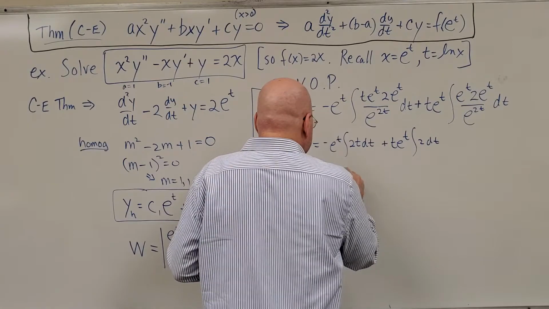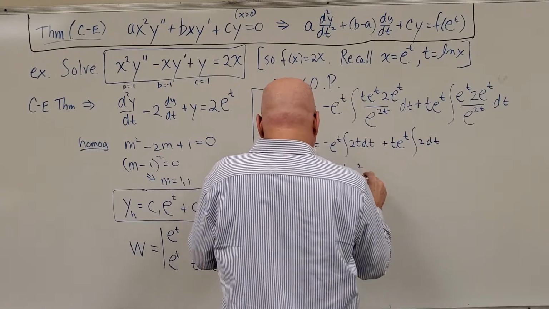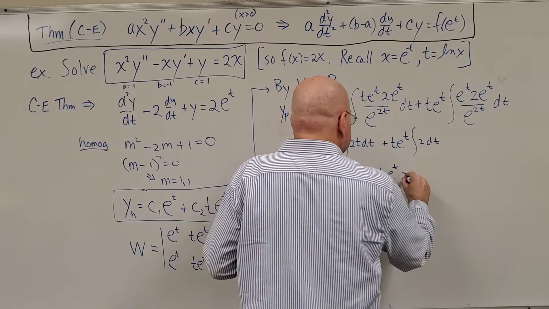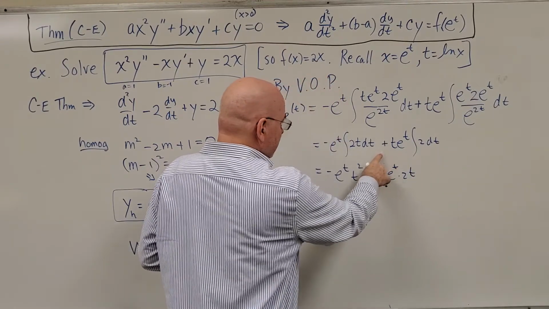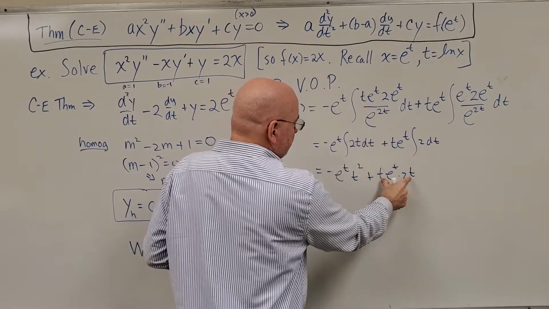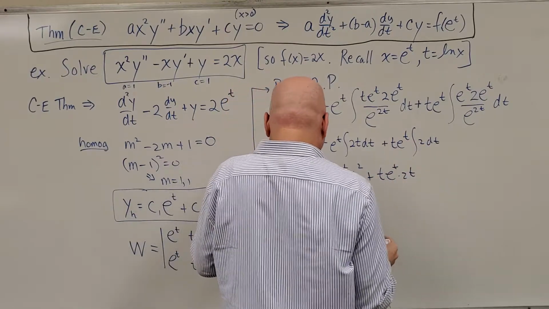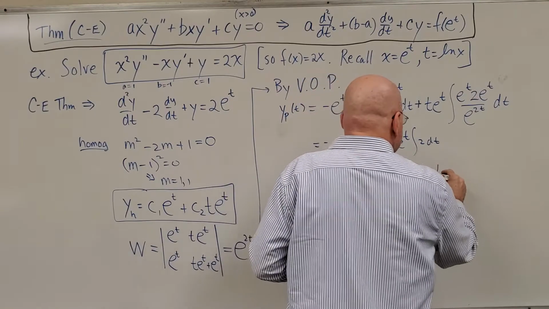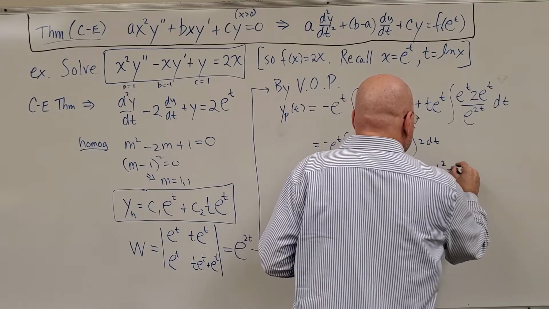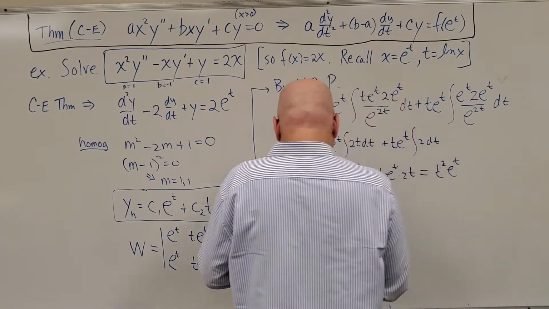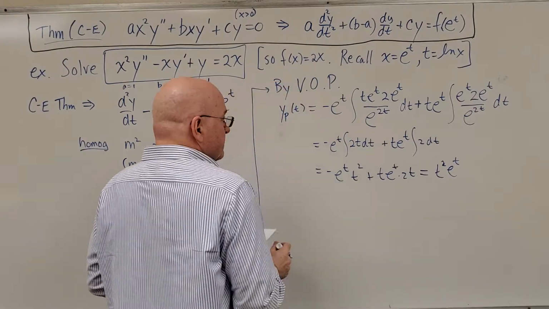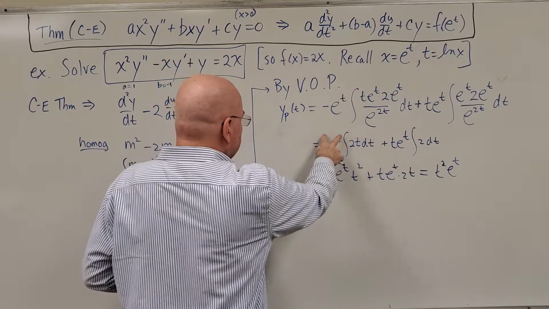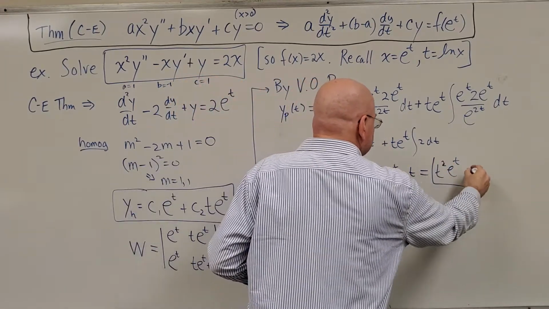This is equal to negative e to the t squared plus t e to the t times 2t. This plus is that plus. This goes with that, and this goes with that. Equals, I'm going to go over to the right, t squared e to the t. All right, so our particular solution is this.